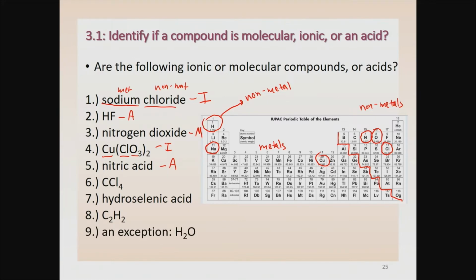Okay, next one. We have CCl4. So again, it's a formula. What's the first question you ask? The first question you ask is, is there an H or a hydrogen as the first element in that formula? And the answer is no, so that is not an acid. Okay, what's the next question you ask? You ask whether carbon or chlorine are metals. And if you look carefully, you will see that neither carbon nor chlorine is a metal. And so this is a molecular compound.